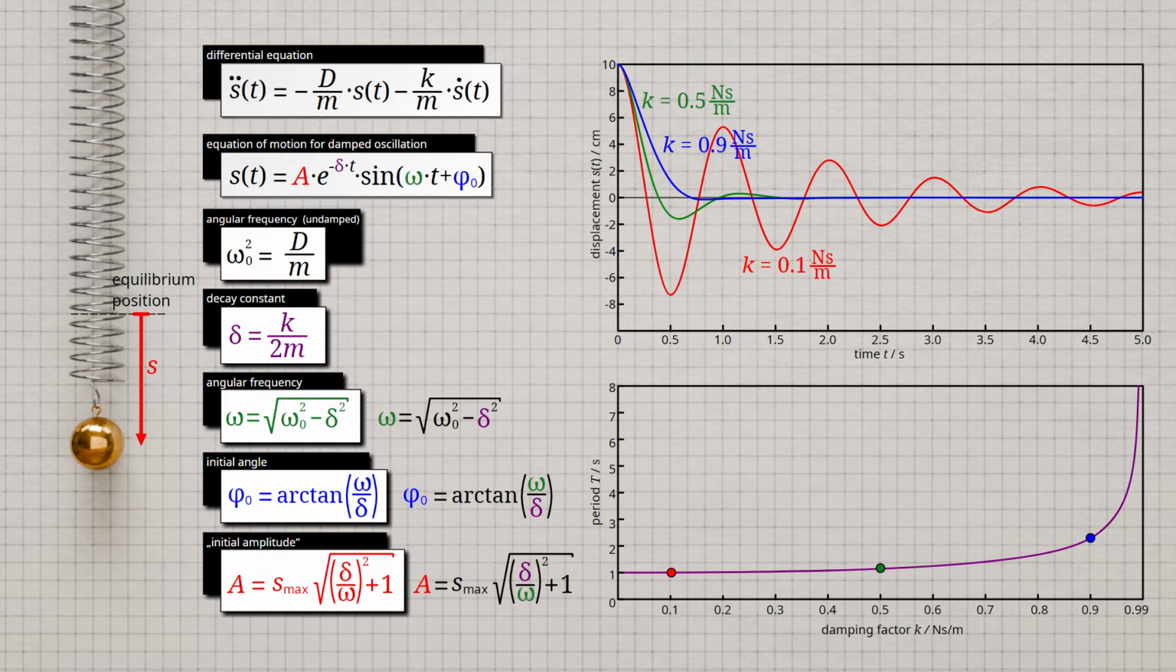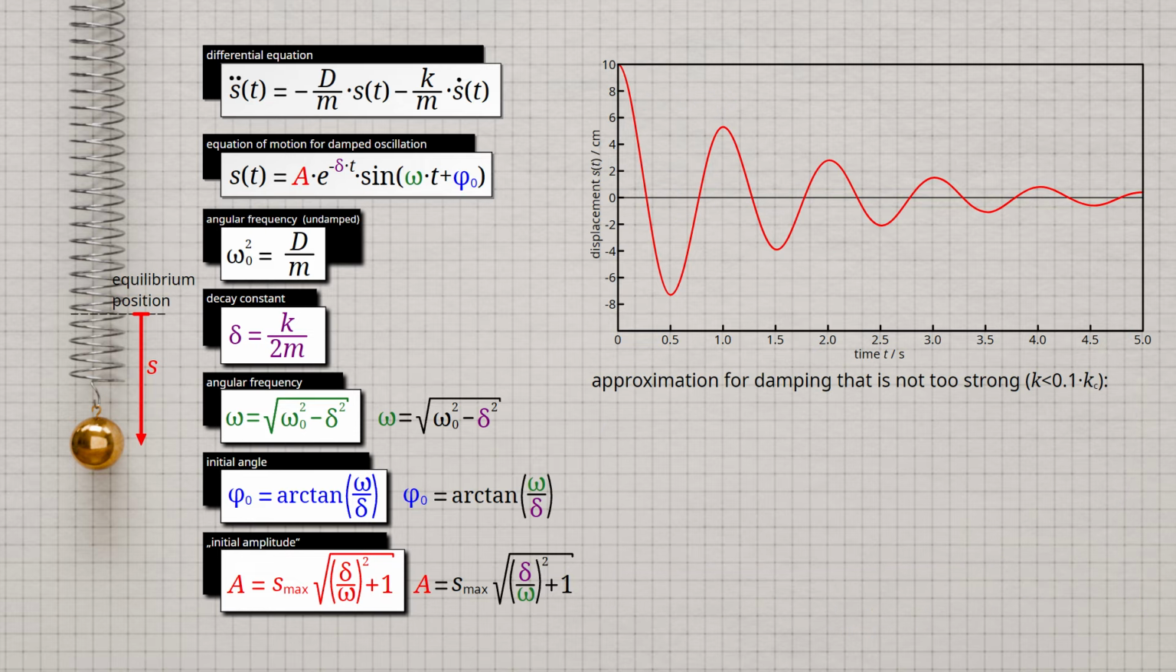For these cases, the equation of motion of the damped oscillation can be formulated much more simply. Under the assumption that the period of the damped oscillation is approximately equal to the period of the undamped oscillation, this also applies to the corresponding oscillation frequencies. Therefore, in these cases, the angular frequency of the damped oscillation omega can be approximated as equal to the angular frequency of the undamped oscillation omega 0. According to the formula for calculating omega, this approximation is justified only if the decay constant delta is negligibly small compared to omega 0. That is, delta is much smaller than omega 0. Since omega 0 is approximately equal to omega, it follows that delta is also much smaller than omega.